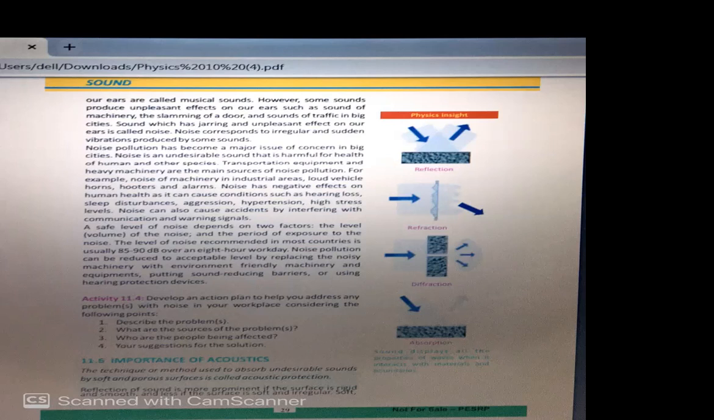Good effects on our ears are called musical sound, like the sound of the piano, flute, music, songs being played. These are all called musical sound. On the other hand, sound which has jarring and unpleasant effects on our ears is called noise. Noise, I have told you, includes the slamming of a door, the sound of traffic in a big city.